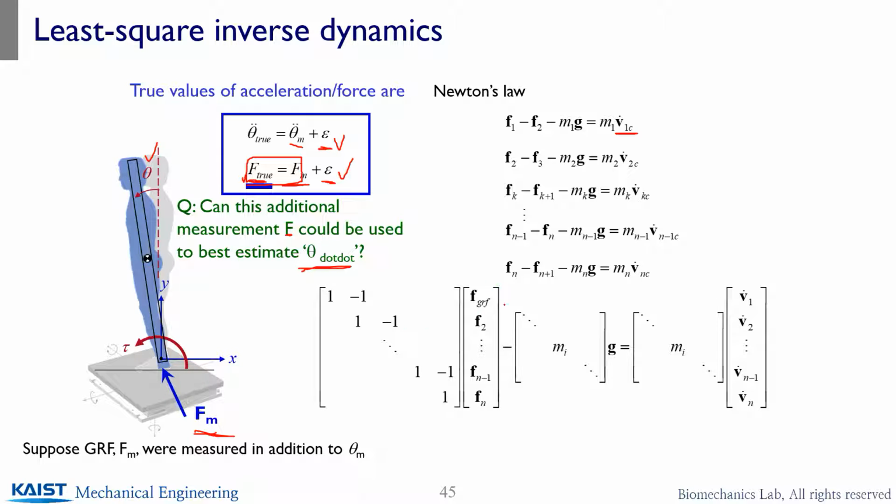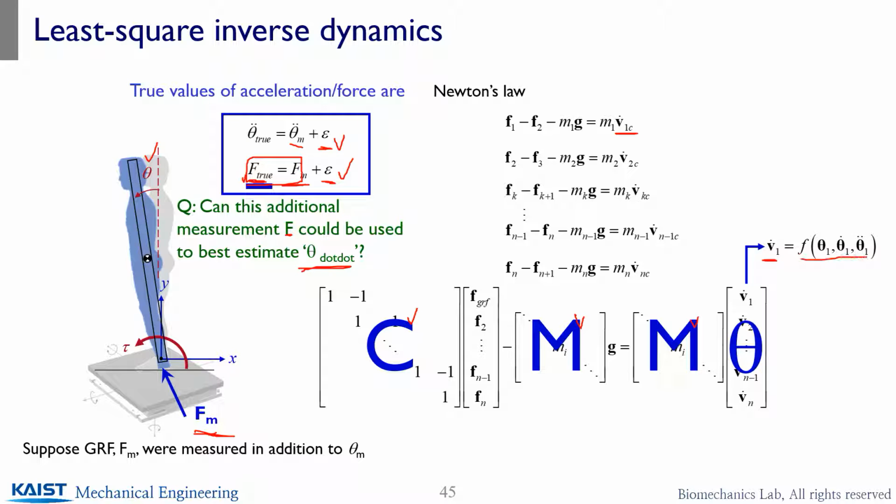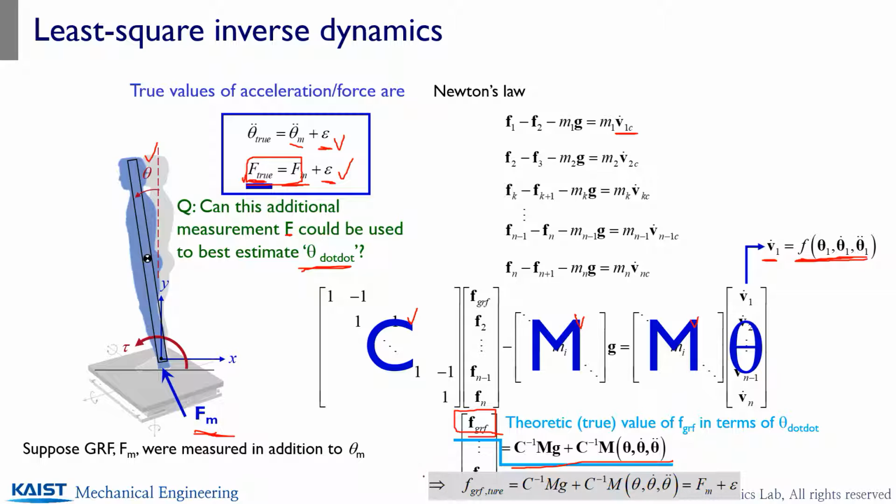If I formulate them for many segments, this is going to be a capital C matrix and a capital M matrix multiplied by the acceleration. Since the acceleration for the rigid body is a function of the rotational values, theta dot and theta double dot, I can formulate it as something like a function of theta. Okay? So if I multiply by the C inverse, your formulation of the force, including ground reaction force, is going to be a function of theta. So from the equations of motion, even though you measure the forces, you can formulate those measurements in terms of theta double dot. So your force information is actually a function of theta double dot.